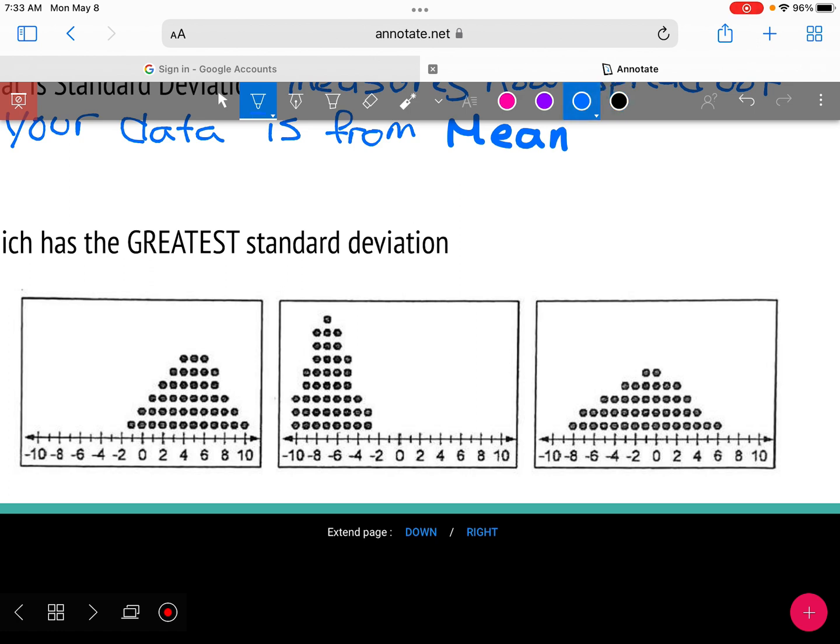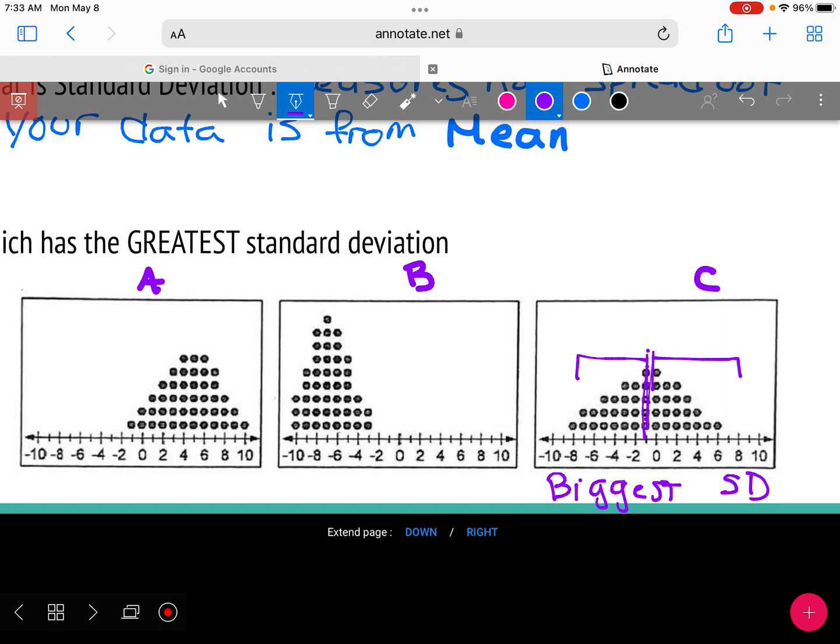So which one of these has the biggest standard deviation? We're going to give them letters so we can talk about it. A, B, or C? Which one is the most spread out? C. This has the biggest standard deviation. All it means is we've got our mean somewhere in the middle here, and everybody is really spread out. That is the weirdest shape I think I've ever drawn. Everybody's really, really, really spread out.